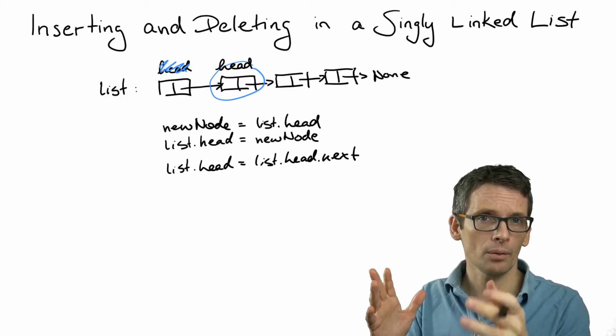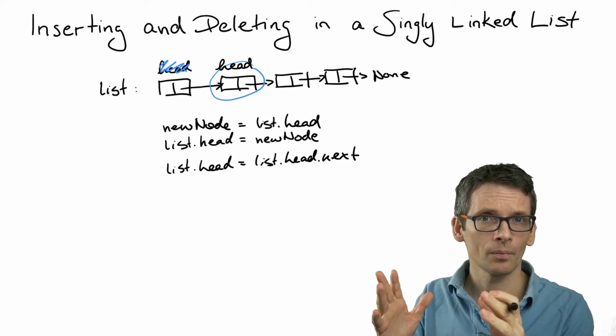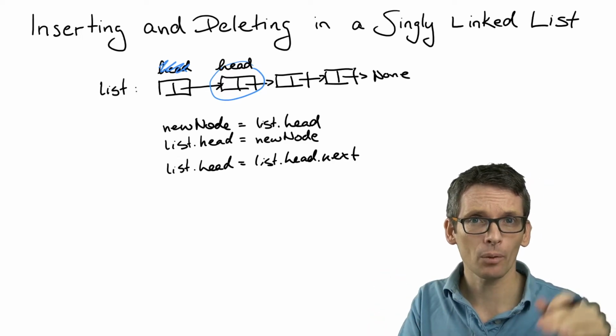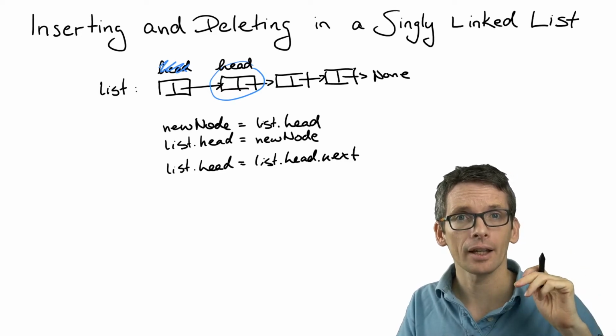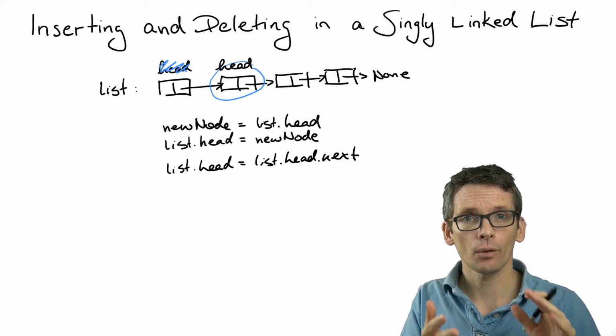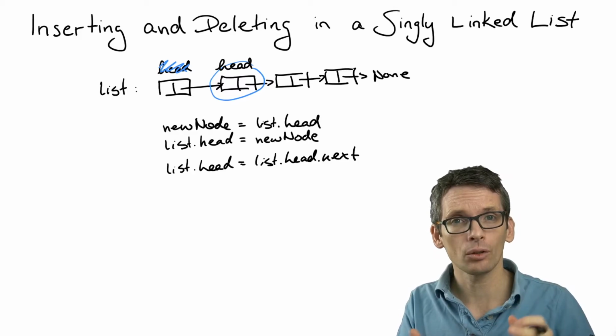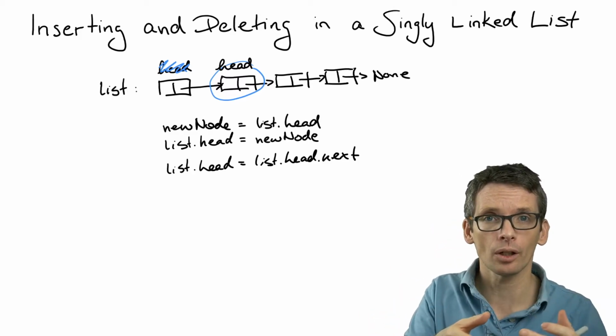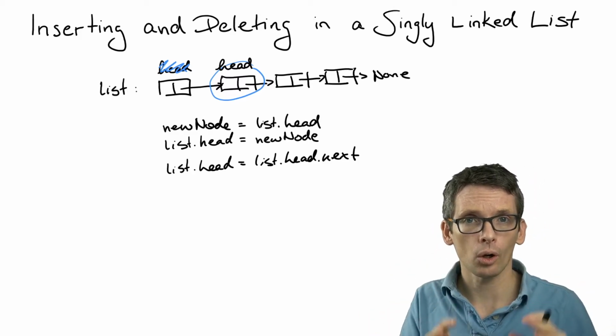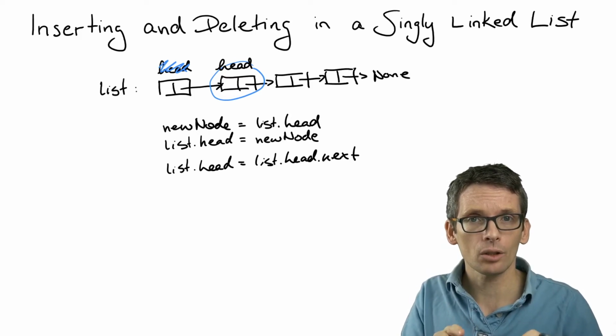Inserting and deleting at a different position is also possible as long as we know the predecessor of the node where we want to insert or delete. Let's look at the case where we want to insert and delete at the end, so at the tail. For that, if we want to insert, we need to know the predecessor of where we want to insert. So for that, we should also store what the last node is, so the tail.